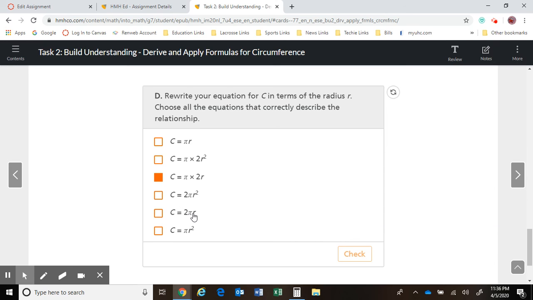But this is the same thing, just written in a different way: 2 times pi times radius. So pi times diameter and 2 times pi times radius are the exact same equation, just written different ways.